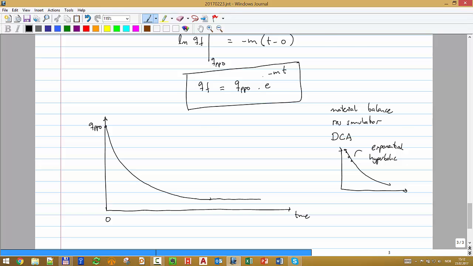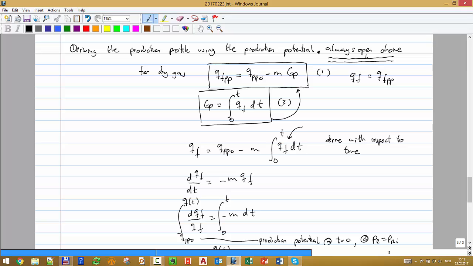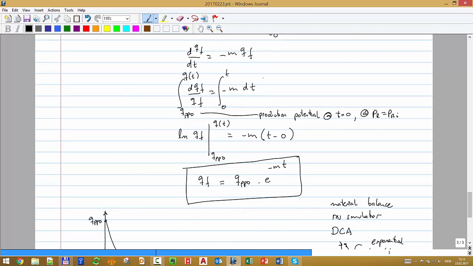The only condition is that the potential has to be a straight line. Only then, if I'm producing at the potential all the time with open choke, the profile is going to be exponential. Very powerful. And you see why, it came from the equations.